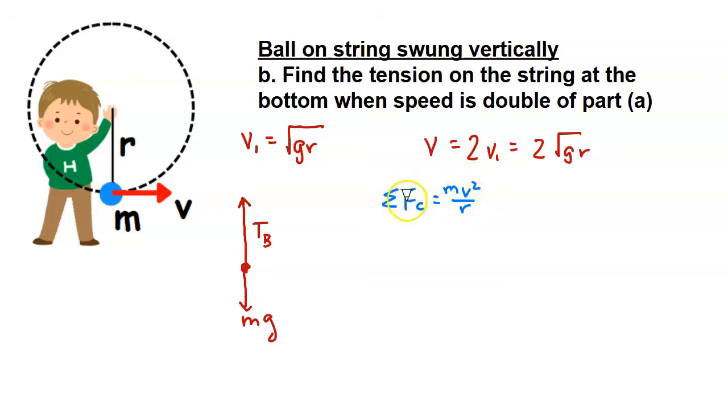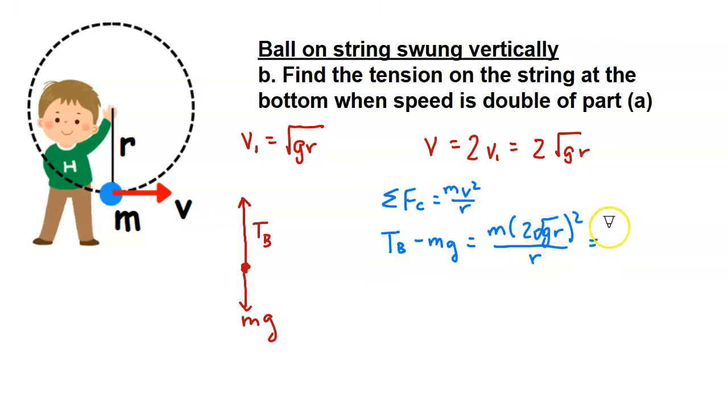Remember that centripetal force is not another force like gravity or tension. This is a role that any force can play. In this case, it's played by the net force of the tension force and the gravity force. So we're going to take TB, the tension at the bottom, minus mg, the weight, is equal to mv squared over r. Now v squared is this 2 square root gr, all squared, divided by r.